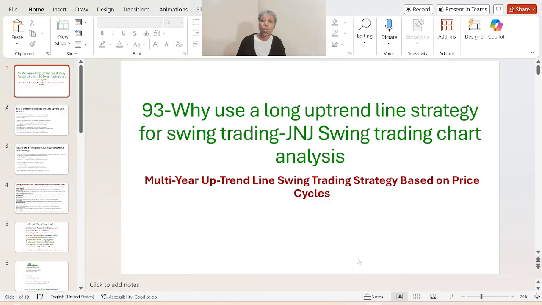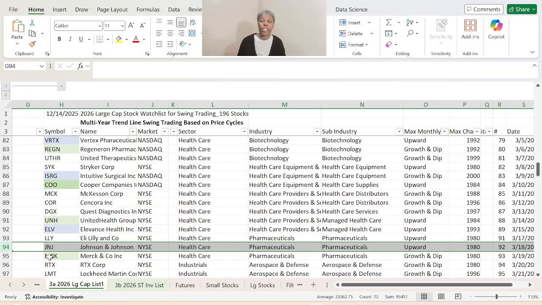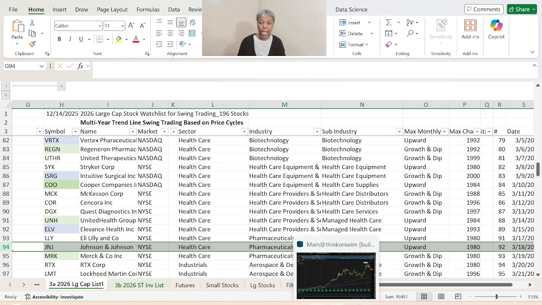Hello, why use a long option strategy for swing trading? It is one strategy among many others, and I particularly like the long option swing trading strategy because it allows me to buy stocks at a lower price. Let's take an example of JNJ as of March 18, 2026 to analyze.